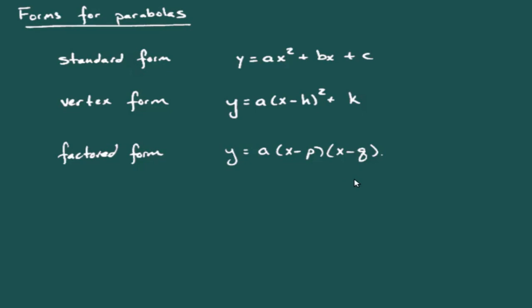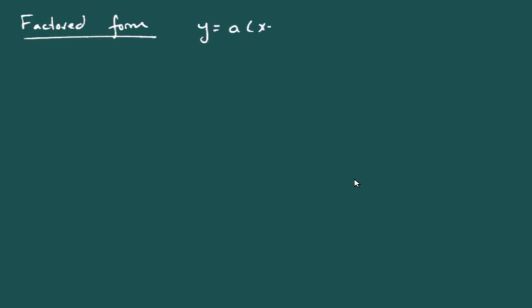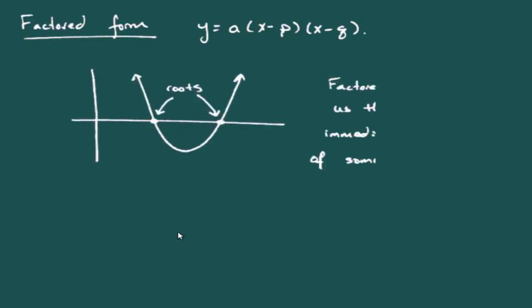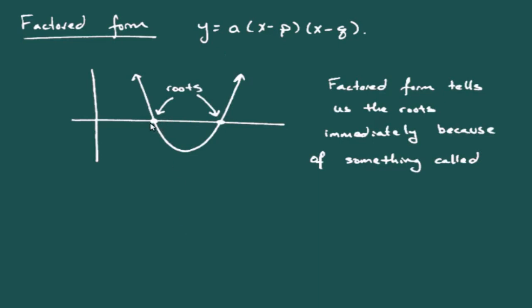So what is it about factored form? Well, if we take a look at it, we've got y equals a times the quantity x minus p, x minus q. What kind of geometric information does this give us? Looking back at our parabolas, remember we've got our roots of our parabola where we cross the x-axis. So our roots, our x-intercepts, sometimes called zeros. Any of those three terms are familiar common terms to refer to these two points where we cross the x-axis. Now, the important thing about factored form is that it tells us the roots immediately because of something called the zero factor property.